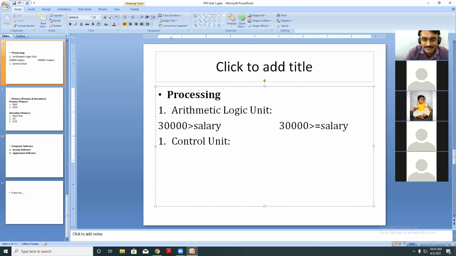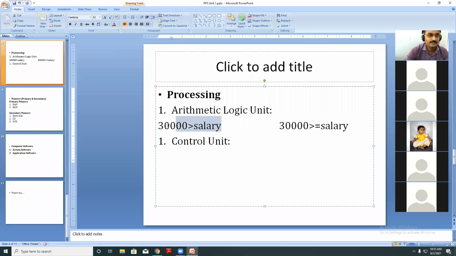Now, again, I will repeat. I want to find out the employee name or the employee whose salary is less than 30,000. Now, first. Those who are saying the first is correct. Now, what happens with the second? See, in the second part, it also includes the salary 30,000.